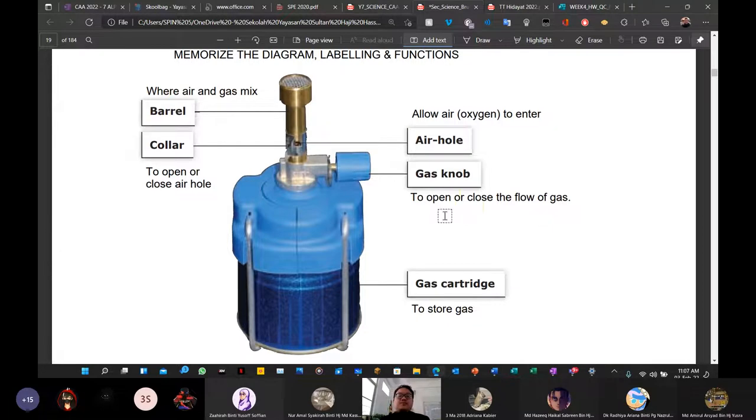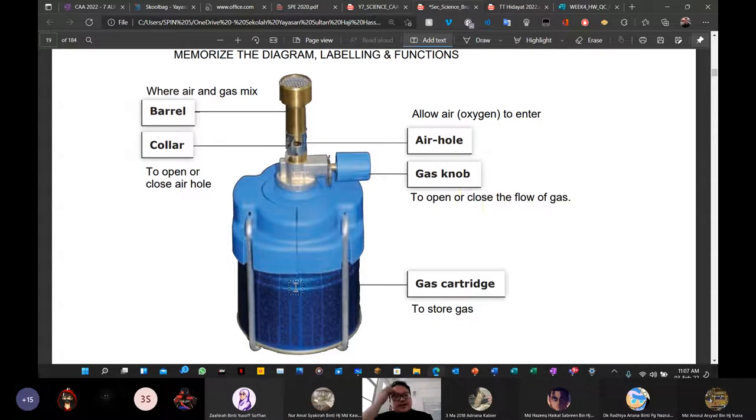Gas knob, to open or close the flow of gas. So when you turn this on, the gas from here will go up, and the gas cartridge is to store the gas. So all the bottom part is the gas cartridge.